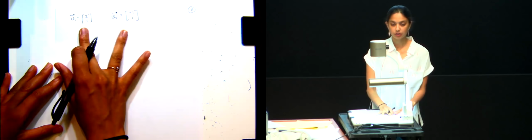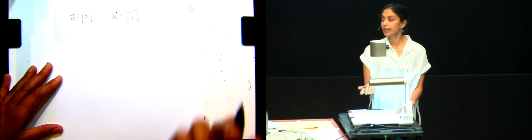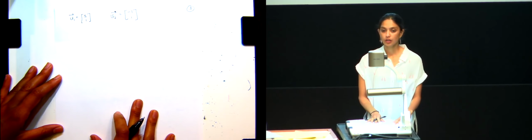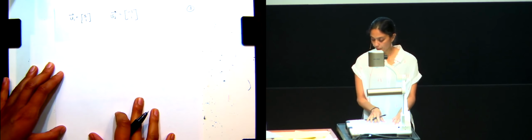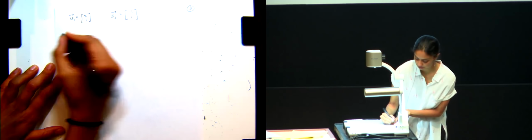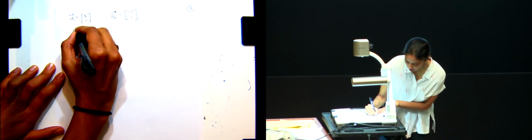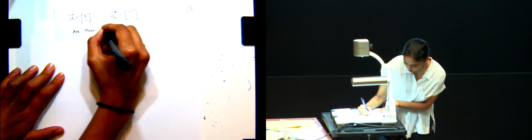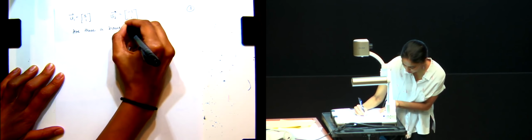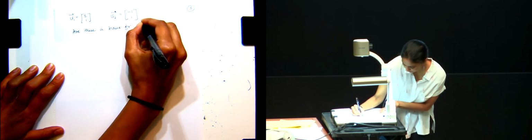Okay, so if I look at these two eigenvectors, is there something special that I can notice about them? In particular, I want to ask the question, are these a basis for R2?